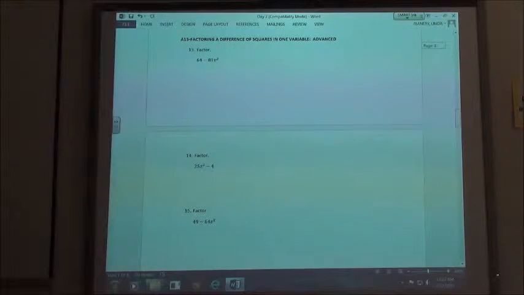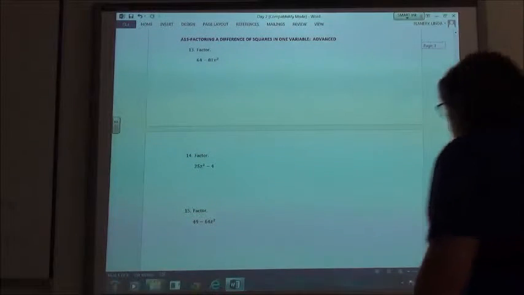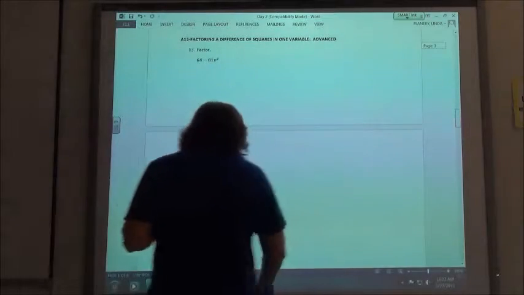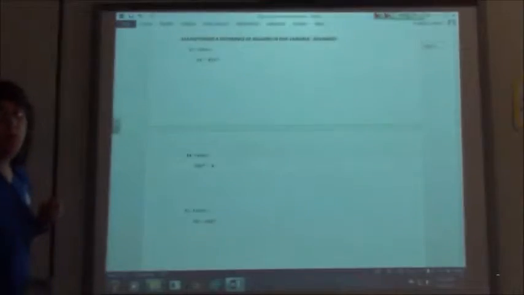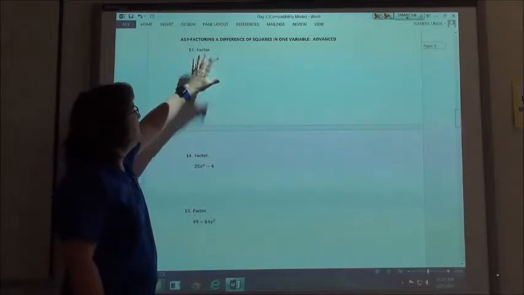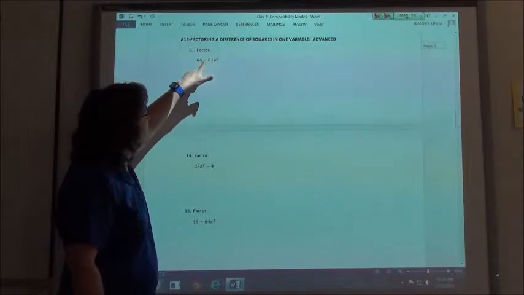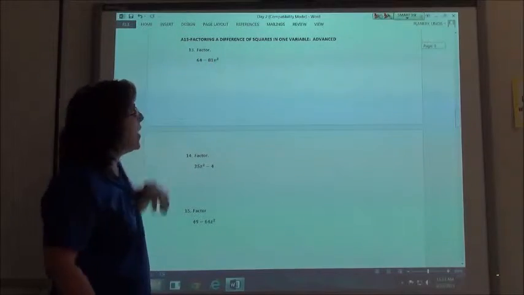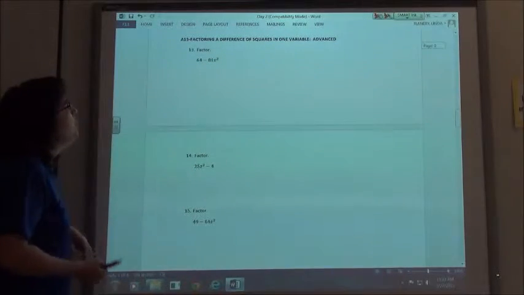The next ones are factoring a difference of squares in one variable. The difference of squares is pretty easy to factor because we know it factors into conjugates. And so if you recognize that it's the difference of squares, difference means I'm subtracting and both of these are perfect squares, yes it is, then it's not too bad to factor.